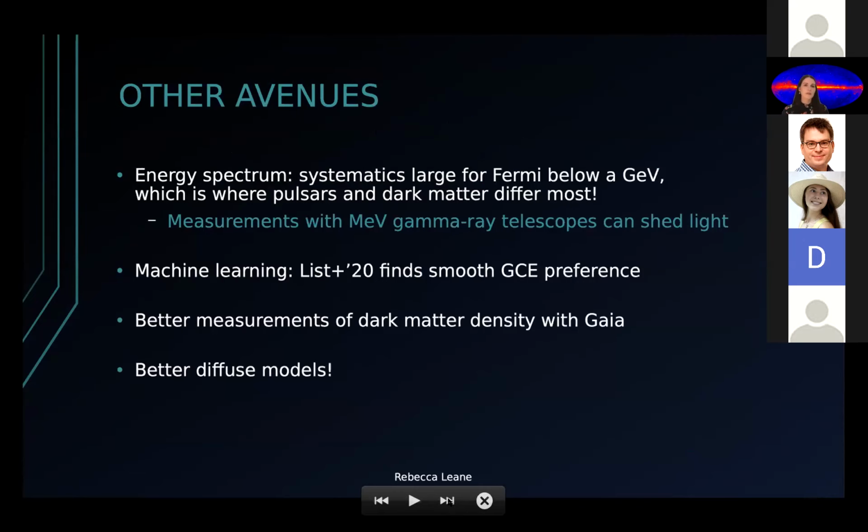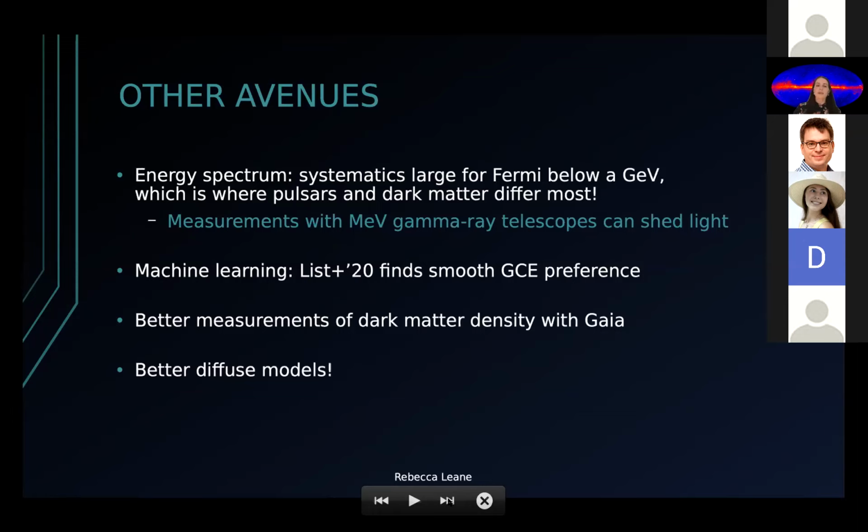Okay, other avenues to try and understand what the excess is. One thing we could do is look in a little bit more detail at the energy spectrum. The systematics are large for Fermi below around a GeV, but the energy spectrum for pulsars and dark matter differ a lot in this sub-GeV, GeV regime. So if we use an MeV gamma ray telescope, this might be able to shed light exactly on what's happening here, and that should actually be happening in the future. So we have potential telescopes like MAGO, Nestogram.